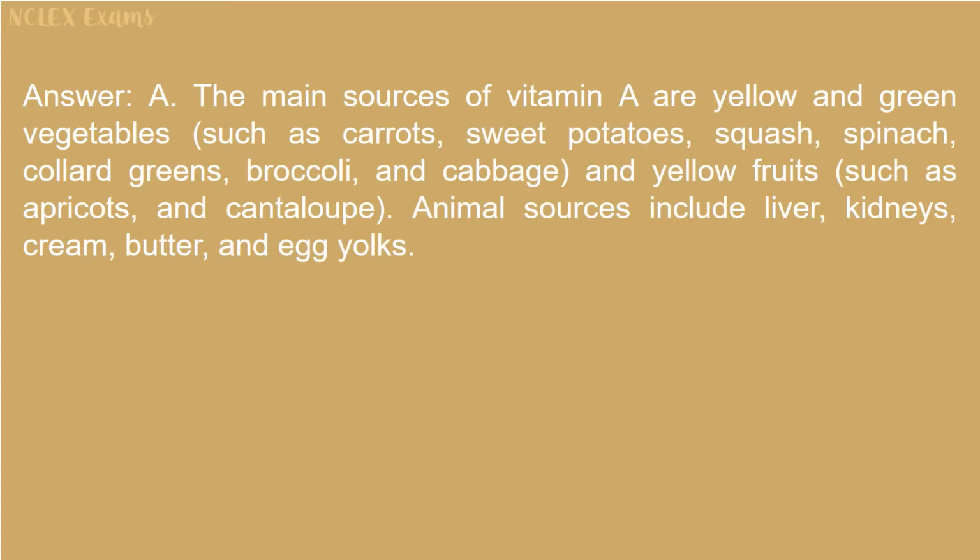Answer: A. The main sources of vitamin A are yellow and green vegetables such as carrots, sweet potatoes, squash, spinach, collard greens, broccoli, and cabbage, and yellow fruits such as apricots and cantaloupe. Animal sources include liver, kidneys, cream, butter, and egg yolks.